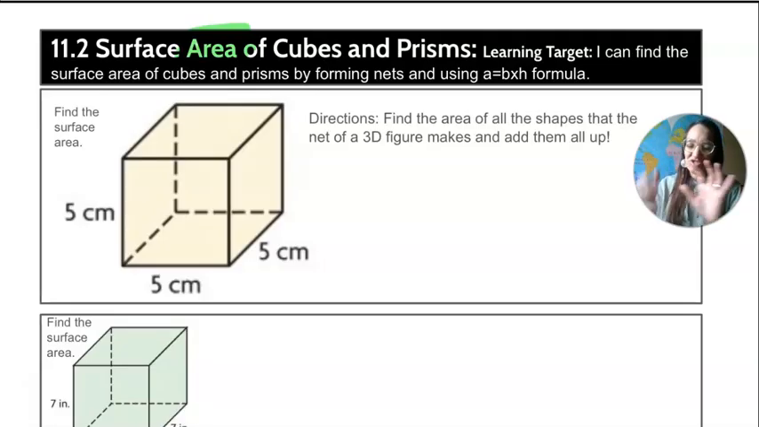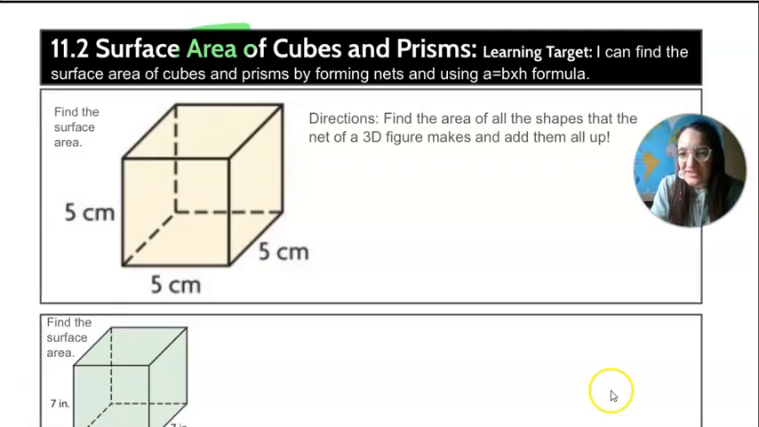As a reminder, a cube is just a six-sided square that's three-dimensional, right? And a prism is rectangular and also has six sides. So the surface area is just the area of everything on the surface, not what's inside, but like the wrapping.